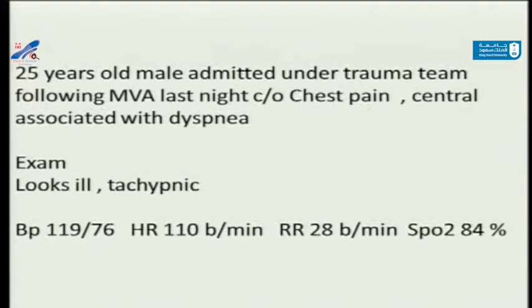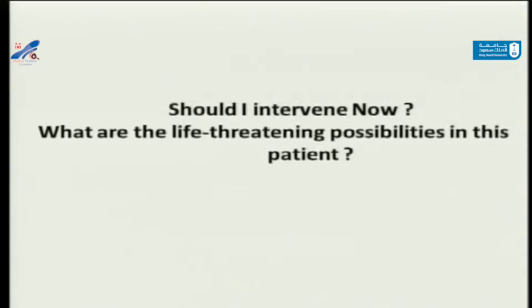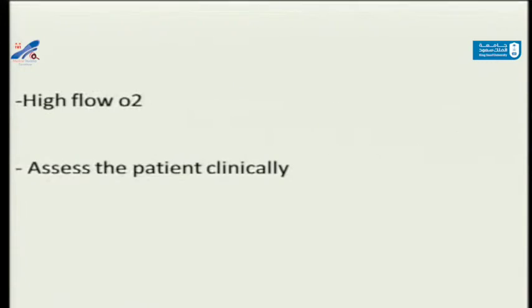There is still a wide differential. It could be PE, right? Okay. So don't fixate on one diagnosis. There are still the other differentials, we can consider them. So should I intervene now? We said we give him oxygen. What are the life-threatening possibilities? The top is tension pneumothorax. So you examine him, you give him high flow oxygen, and assess him clinically.